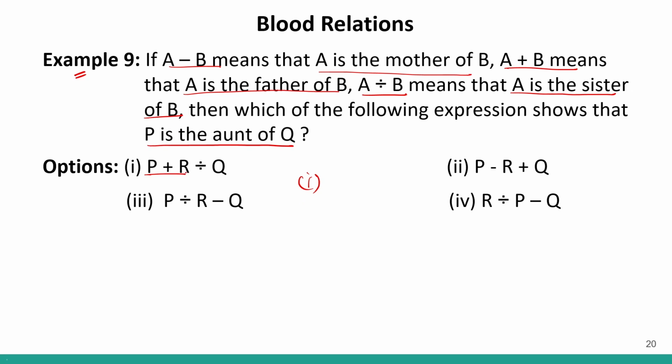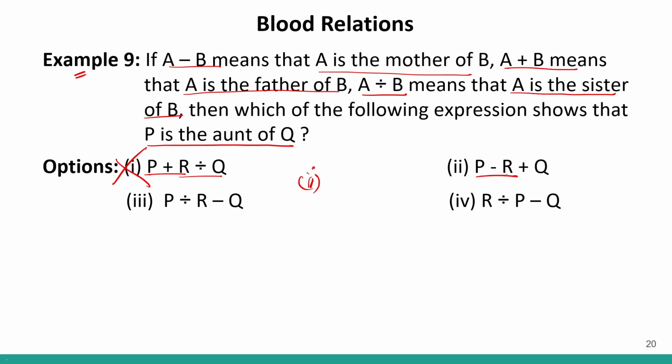P plus R means what? P is the father of R. So P is male, father of R. R divided Q means what? R is the sister of Q. So R would be female. Does this specify that P is the aunt of Q? No. P is the father of Q. So this is incorrect. Moving on to option number 2.